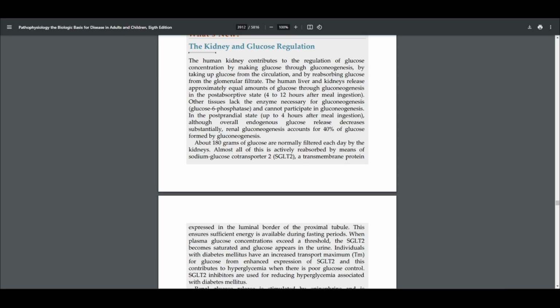Other tissues lack the enzyme necessary for gluconeogenesis, glucose-6-phosphatase, and cannot participate in gluconeogenesis. In the postprandial state, up to 4 hours after a meal, although overall endogenous glucose release decreases substantially, renal gluconeogenesis accounts for 40% of glucose formed by gluconeogenesis.